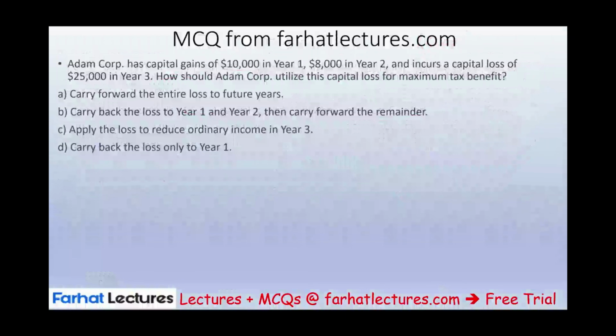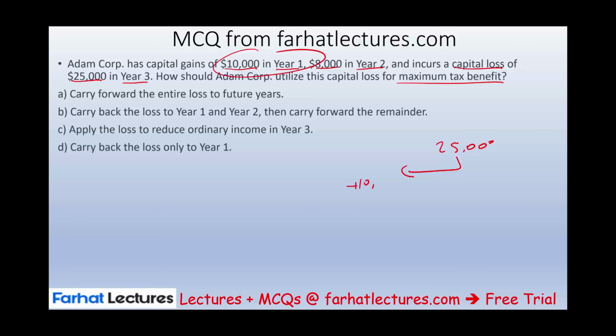Let's take a look at this multiple choice question from farhatlectures.com. Adam Corporation had a gain of $10,000 in year 1, $8,000 in year 2, and incurred a capital loss of $25,000 in year 3. How should Adam Corp utilize the capital loss for the maximum benefit? We have the loss. What should we do? What's the maximum benefit? Get the deduction now. How do I get the deduction now? I'm going to take the $25,000, take it back to year 1, where I have a $10,000 gain.